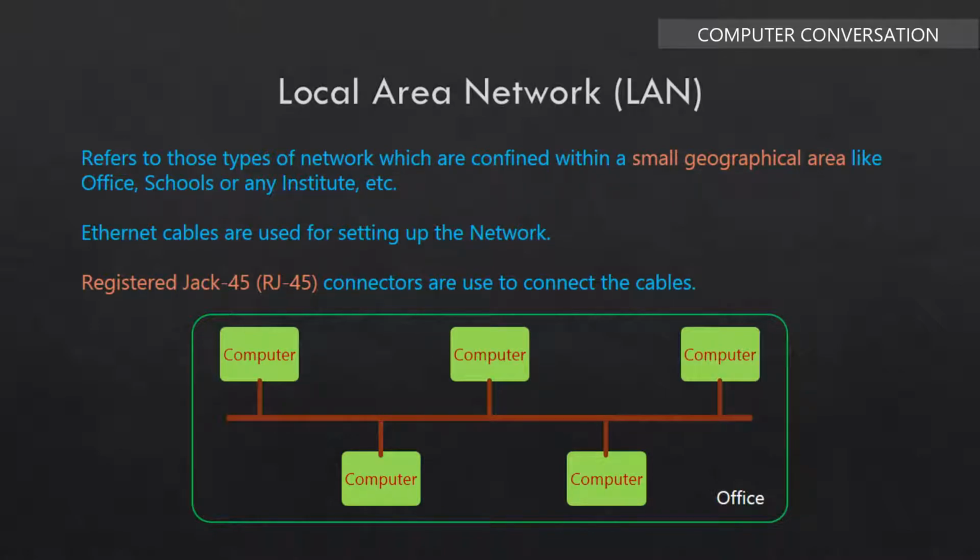LAN refers to those types of network which are confined within a small geographical area like an office, school, or any institute, etc. Ethernet cables, generally colored blue or grey, are used for setting up the network. Registered Jack 45, or shortly RJ45, connectors are used to connect those cables. This network is useful for sharing important files or documents within any office or school. Below is the diagram for the idea of a local area network.